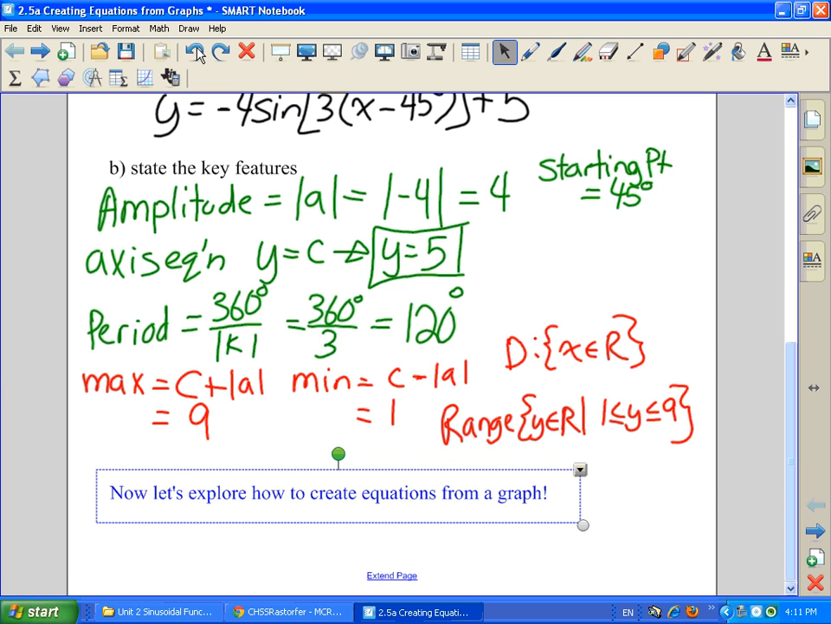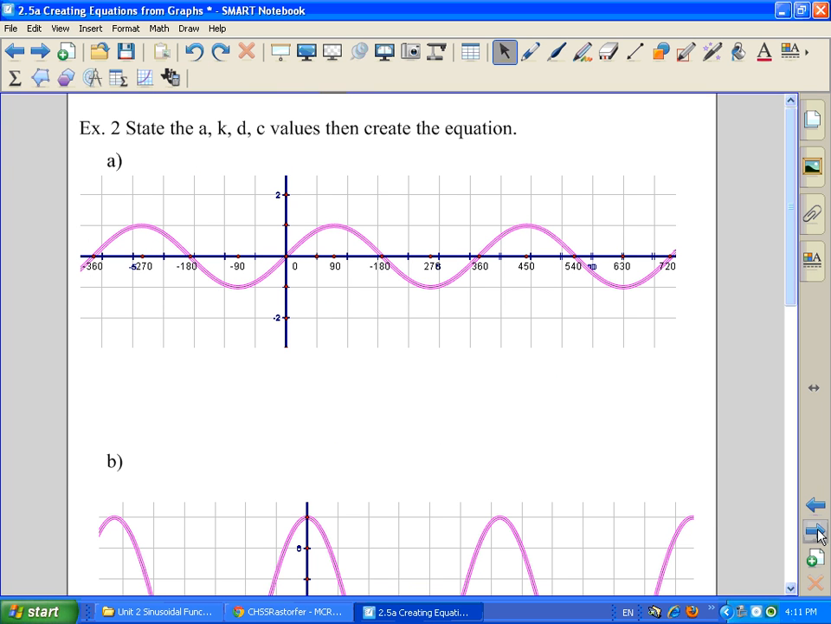So we're going to do the exact same thing, just be able to pick out from a graph what A, K, D, and C are, and once we get that, then we're going to sub it into the equation. All right, let's take a look here. So first of all, it says state the A, K, D, C values, then create the equation.